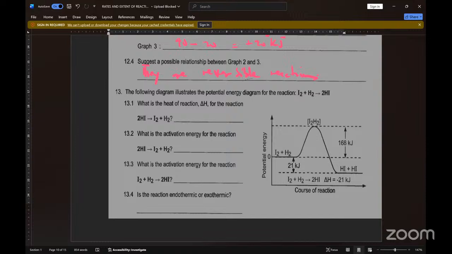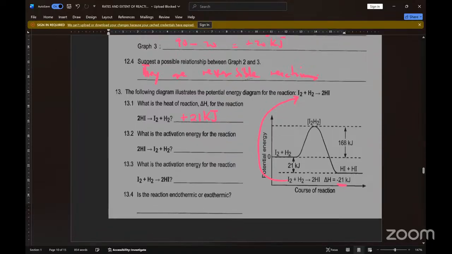So we come here, the heat of reaction for this one here is giving us negative 21. That is for this one. You see that this reaction is the same thing as this one here. Iodine plus hydrogen to give you hydrogen iodide. So there's a negative sign there. So this one here, your delta H, should be a positive one, positive 21 kilojoules.